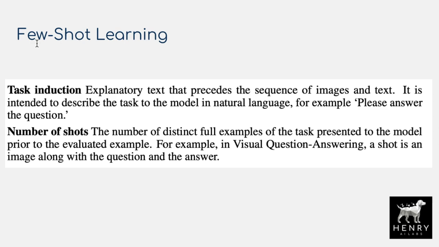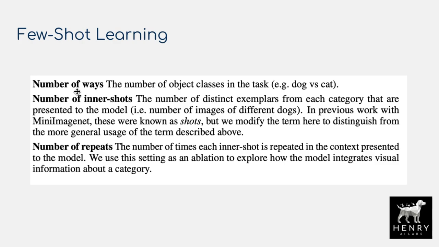Drilling into this further, they define the number of ways, which are the number of object classes in the task. So say CIFAR-10 would have 10 ways, 10 object classes for classification. Number of inner shots is again this idea of shots, but more specific to the inner category when you're sampling the shots. I think what this means is that the overall scope could have 10 ways, so 10 classes, and then it only sees three shots, so dog, cat, airplane, or some idea like that. That's what I think they're trying to communicate with the distinction between the overall cardinality of possible class labels and what's seen in the few-shot demonstration context.